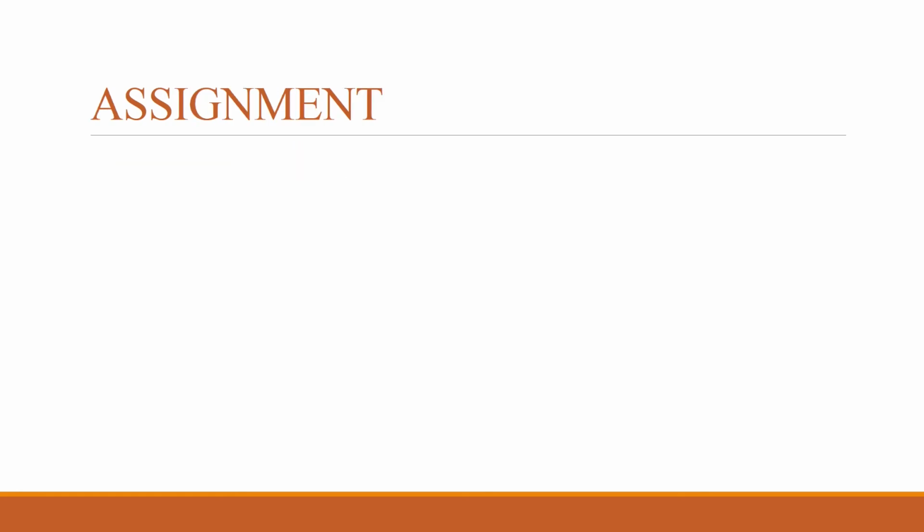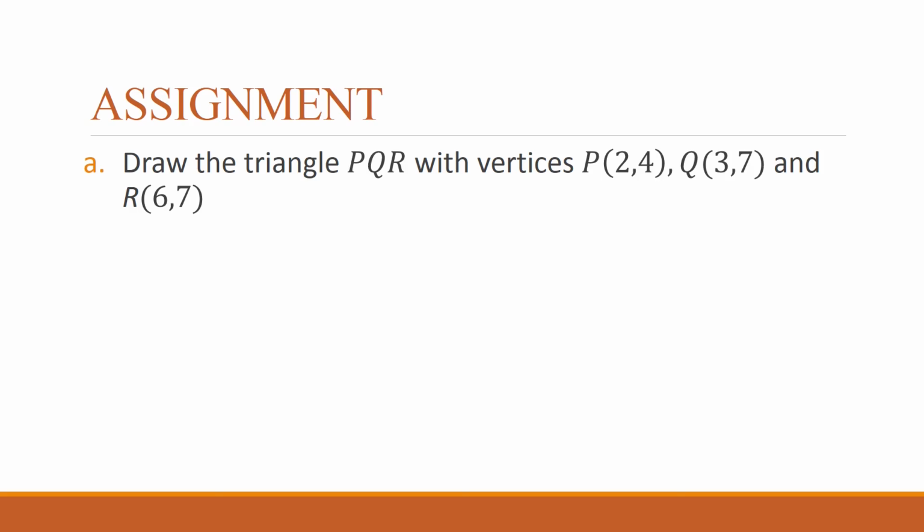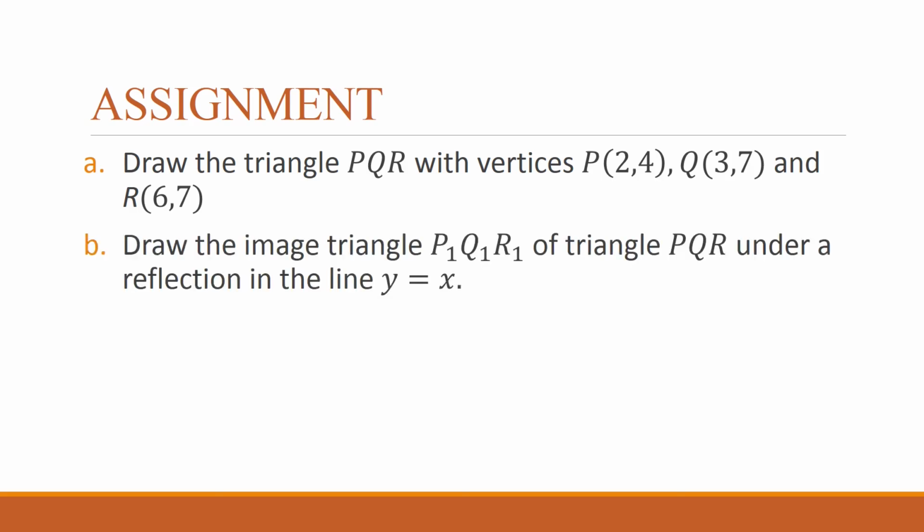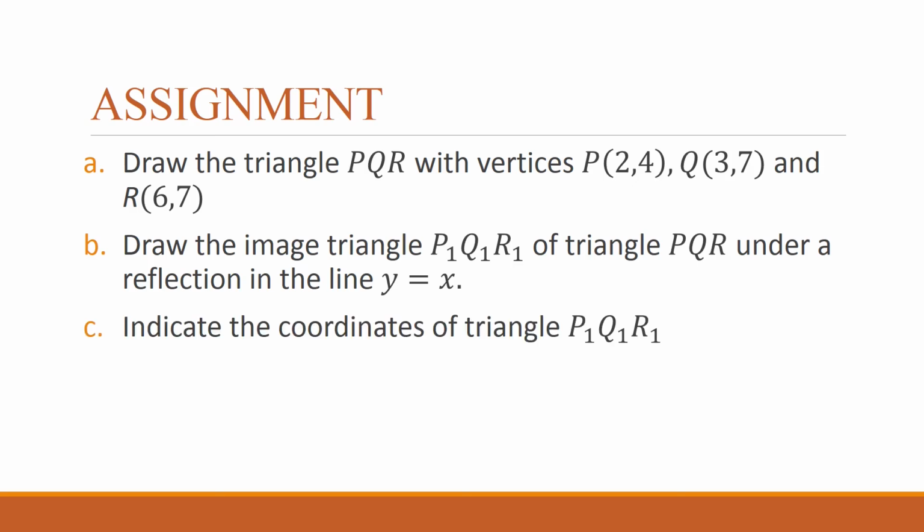Now your assignment for the lesson. In this assignment, we are to draw the triangle PQR with vertices P, which is (2, 4), Q, which is (3, 7), then R, which is (6, 7). And also you are to draw the image triangle P1, Q1, R1 of triangle PQR under a reflection in the line y equals x. Then lastly, you are to indicate the coordinates of the triangle P1, Q1, R1.